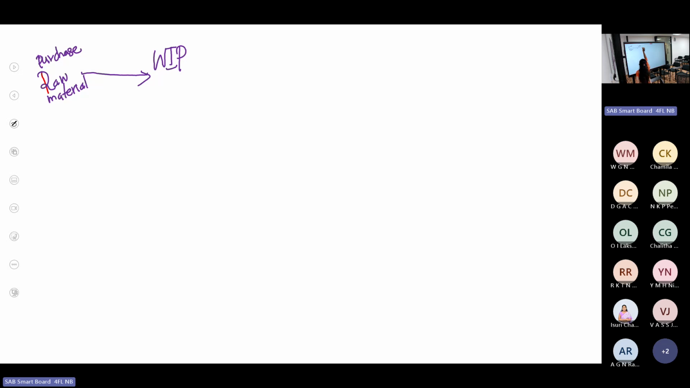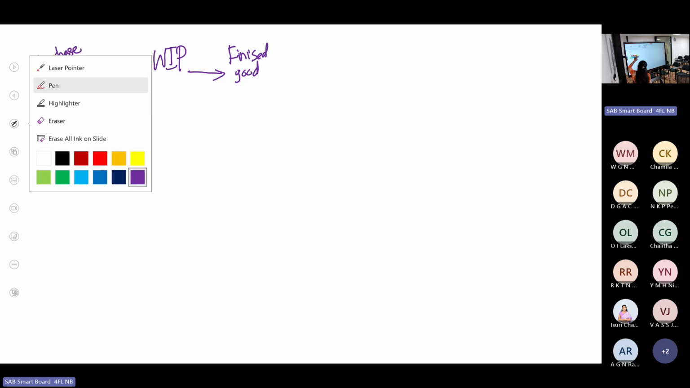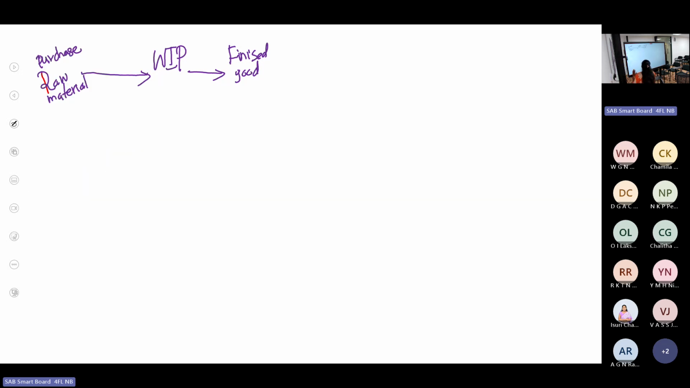Then the work in progress is converted to the finished good. As Sumudu explained, finished good. Now, raw material acquired and then completed as the finished good. The thing is, you have two options when you are purchasing this raw material. You might have two options, right?